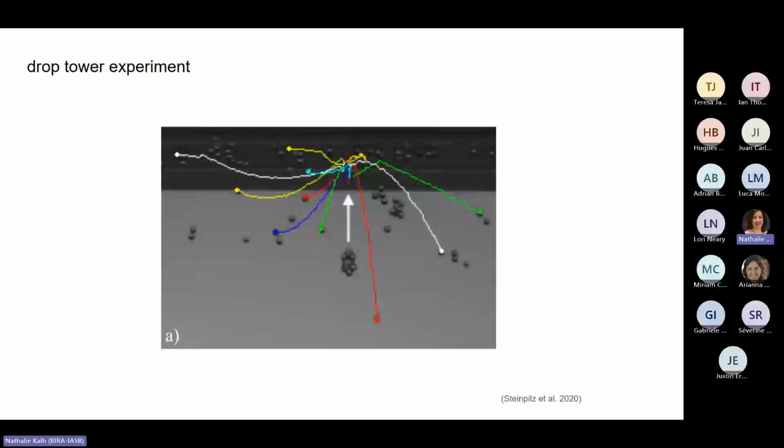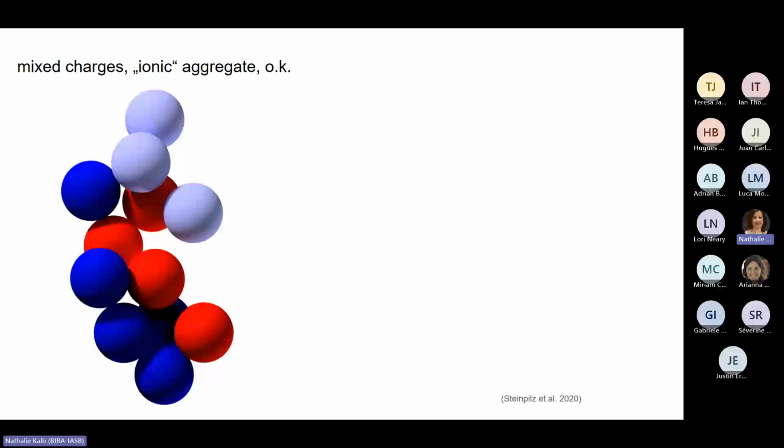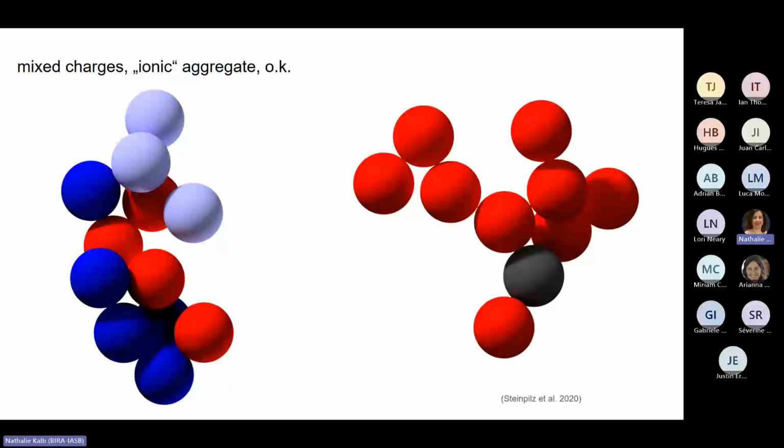Another thing we could observe in the drop tower is that if you have these aggregates impacting, they can be disassembled if it's fast enough. And then you can get, in the electric field, the individual charges of the particles. Sometimes you find negative and positive ones, which looks okay, that's what you would expect. But sometimes you also find just positive particles in a stable aggregate.